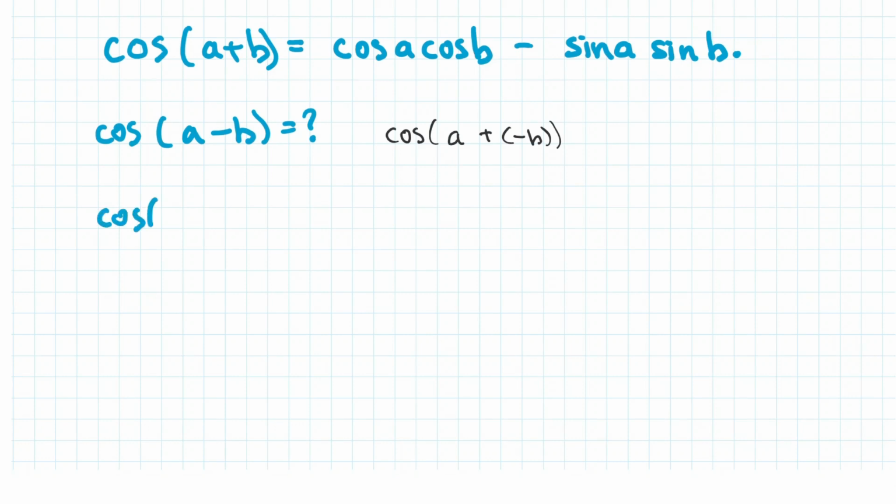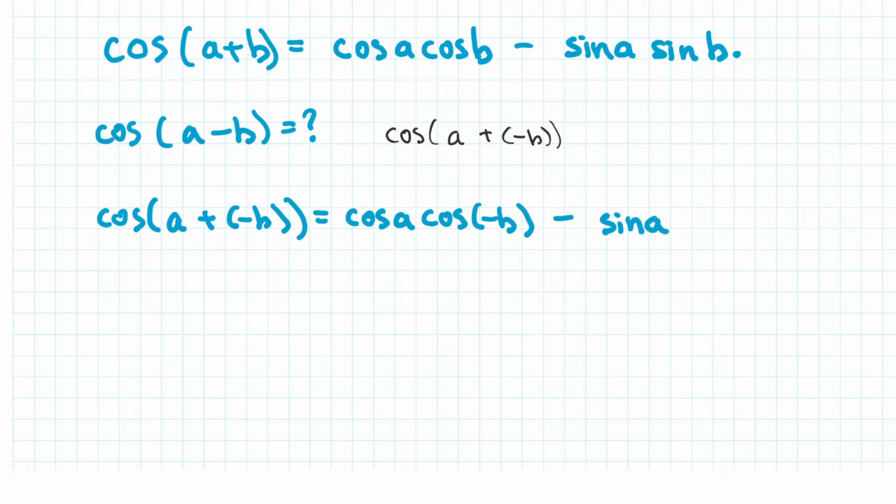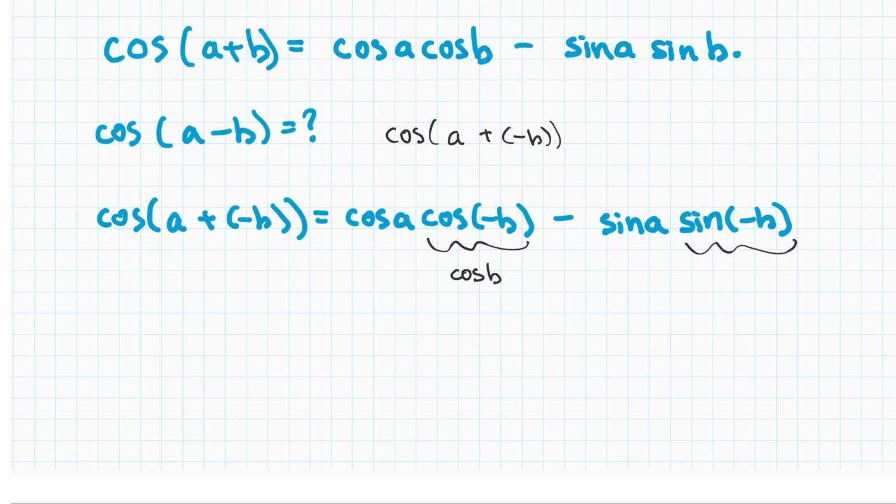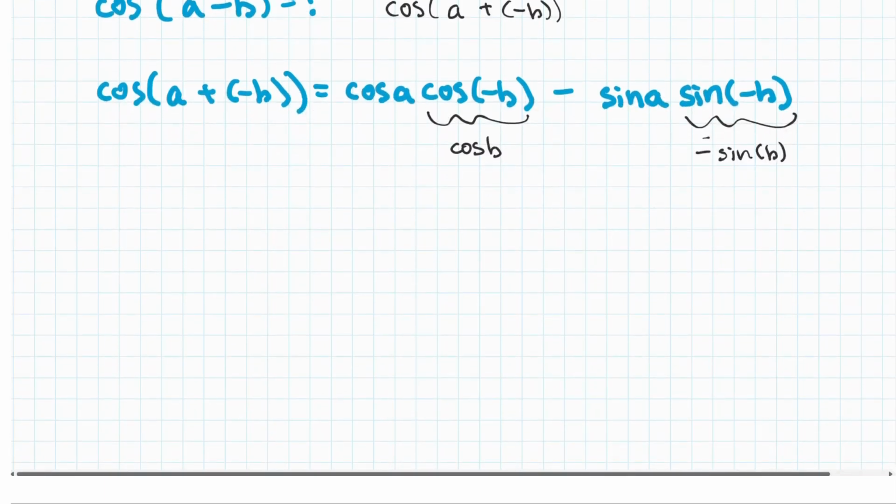So cos of A plus negative B, following our identity here, is going to be cos A cos negative B minus sine A sine negative B. And again, using our understanding of equivalent trig expressions, we know that cos of negative B simply equals cos B, and sine of negative B is equivalent to negative sine of positive B. Okay, so let's go ahead and simplify this.